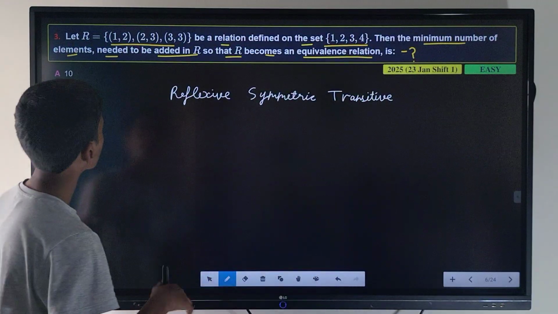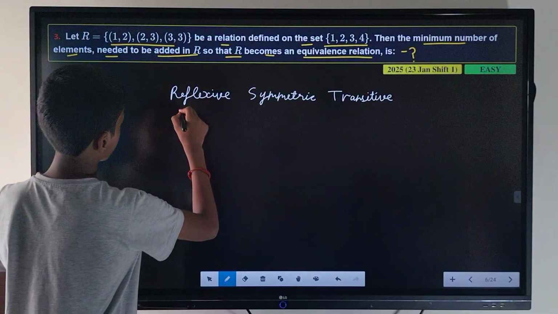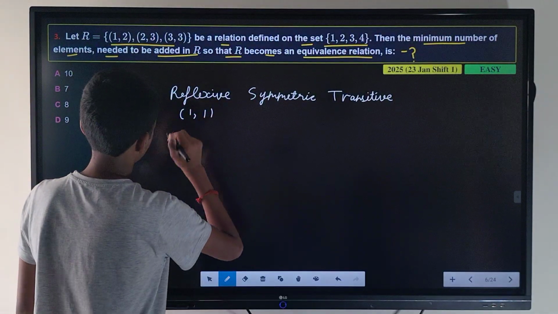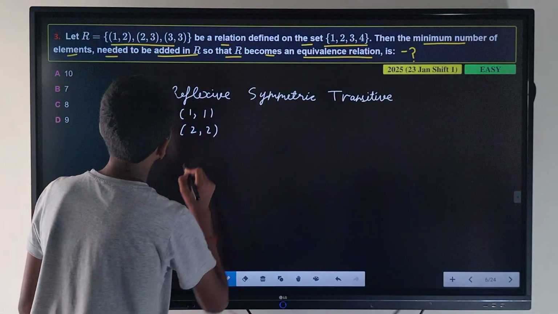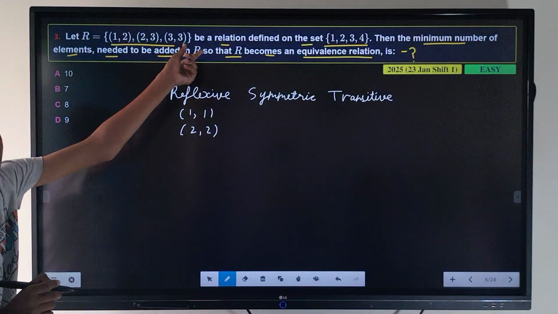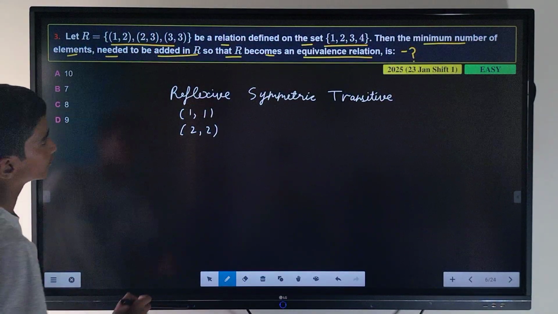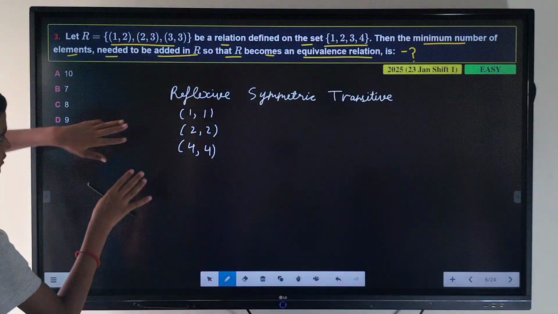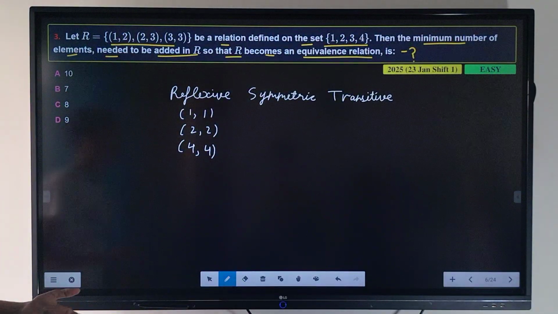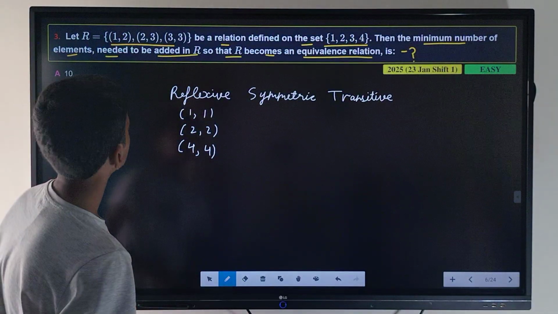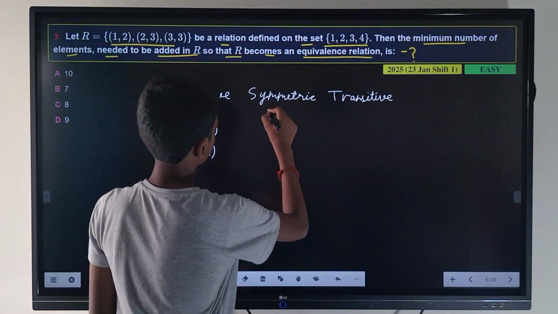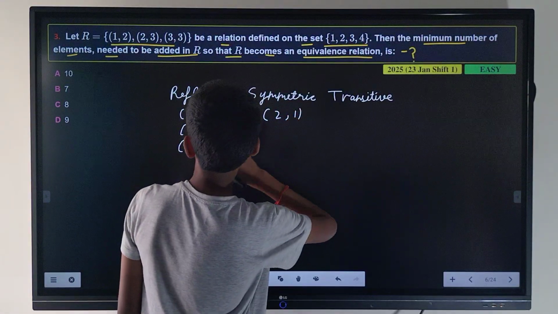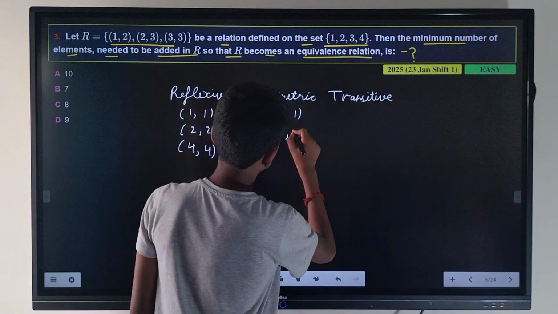Now for our R to be reflexive, we need to add elements (1, 1), (2, 2). We have the element (3, 3) inside the R, so we need to add (4, 4). We need to add these 3 elements in R to be reflexive. Now to be symmetric, we need to add (2, 1) and (3, 2).